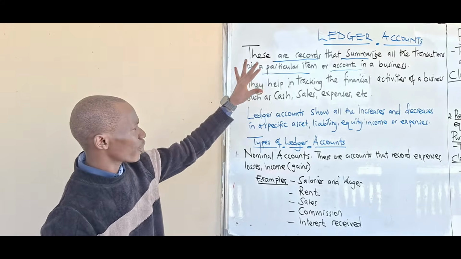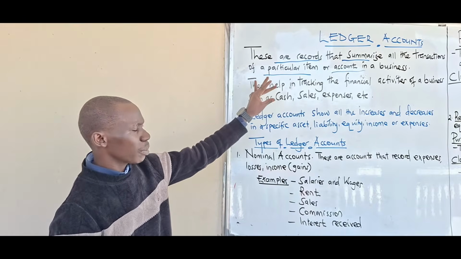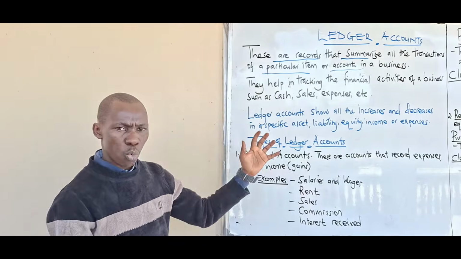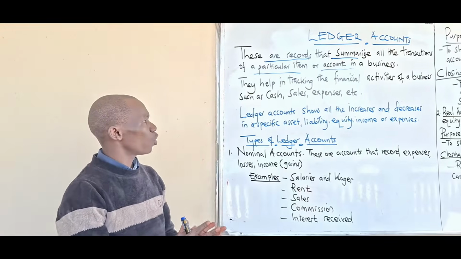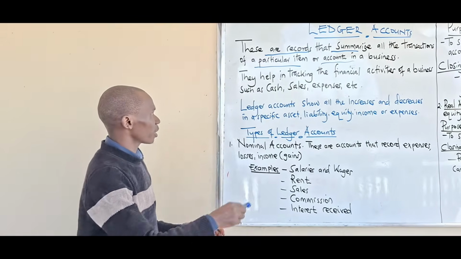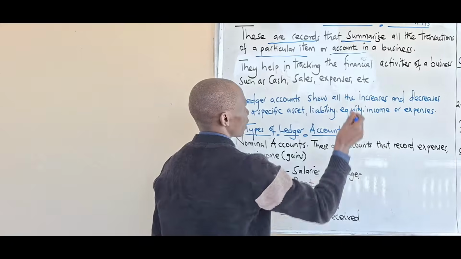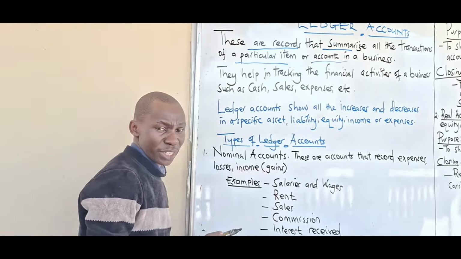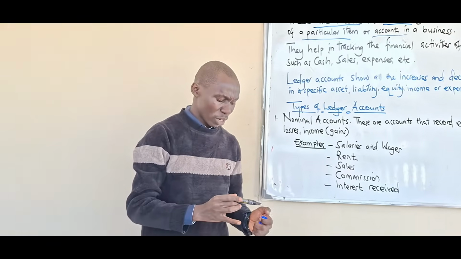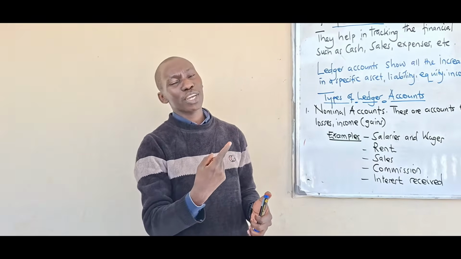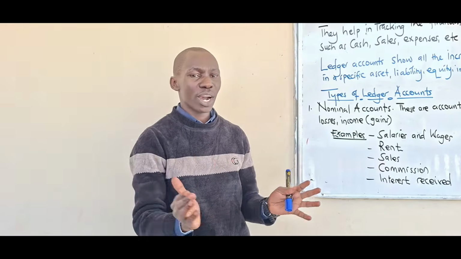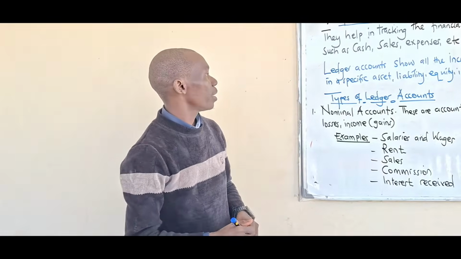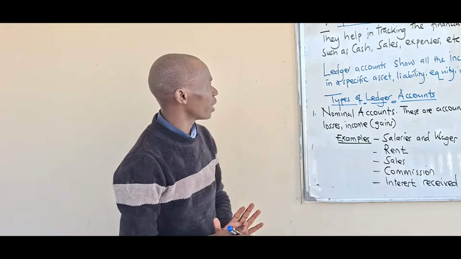So when we talk of summarizing, we're going to get items or transactions of the same nature. We post them on a specific account. That's why I'm saying these are records that summarize all the transactions of a particular item or account in a business. Where do you get these transactions? From our books of original entry, where you recorded initially, then you pick it and record in a particular record called a ledger account.